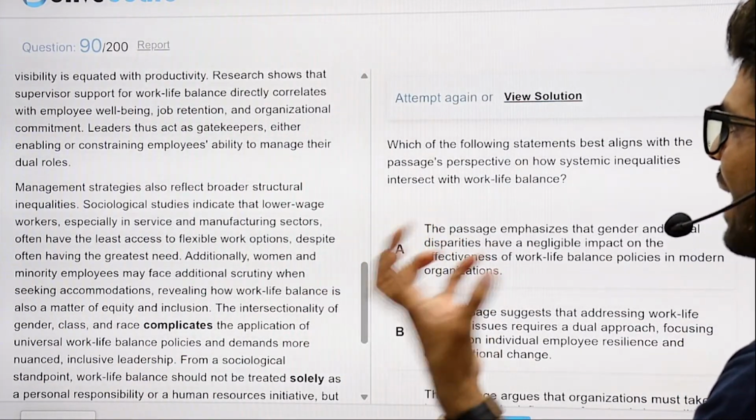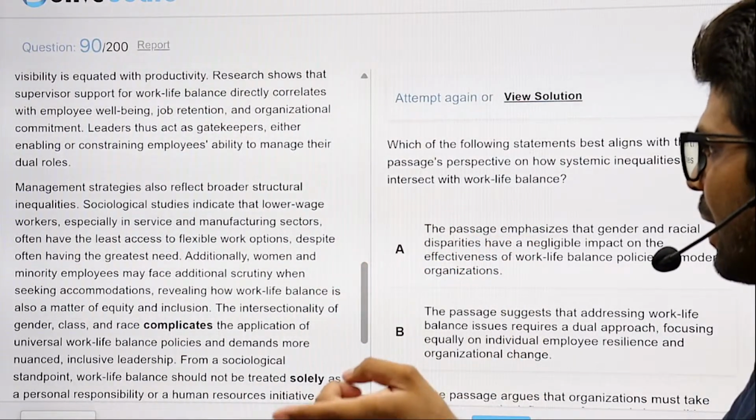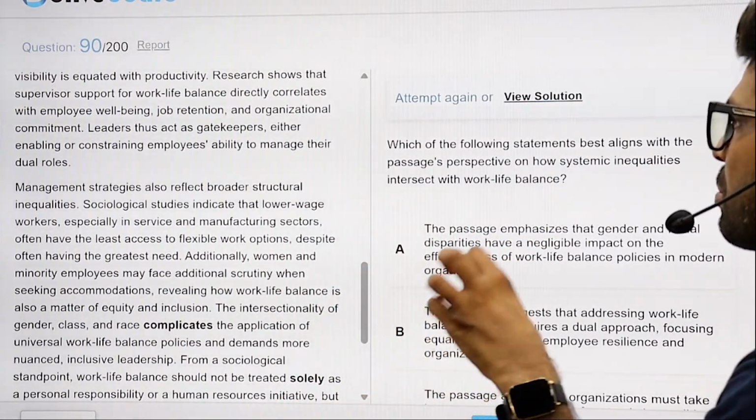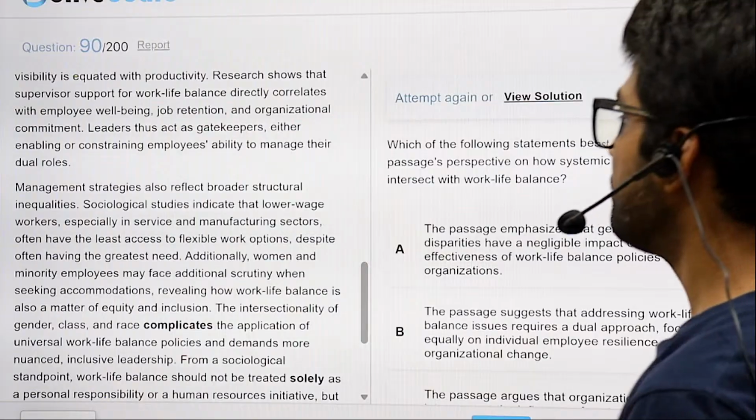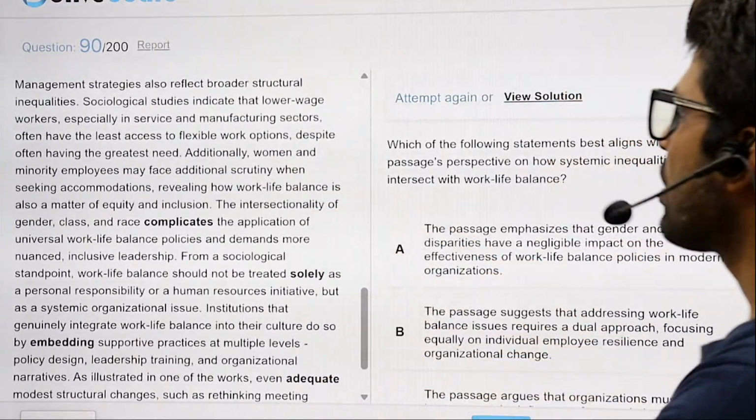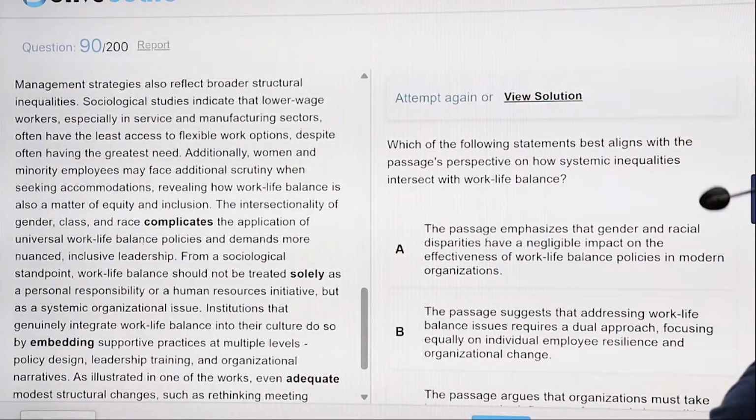Superb. Leaders act as gatekeepers, either enabling or restricting your ability to manage the roles. Management strategies also reflect broader structural inequalities.